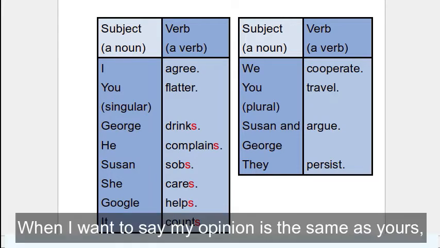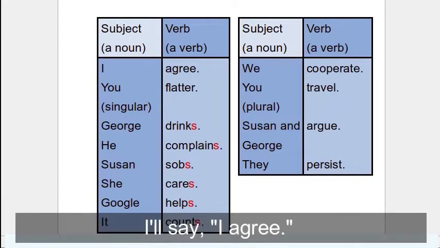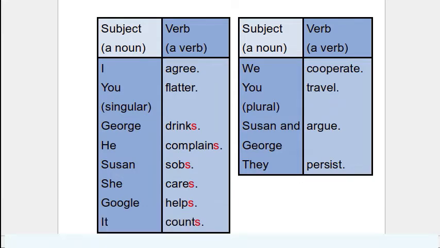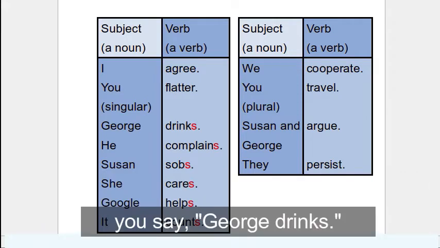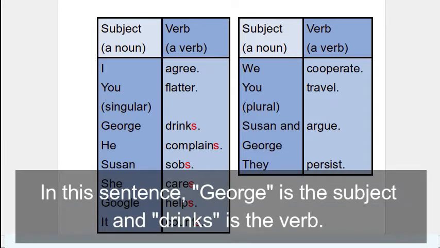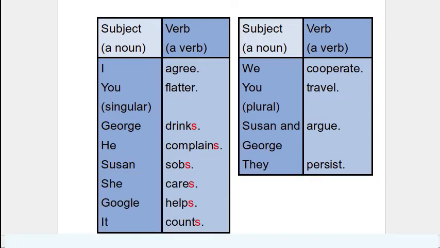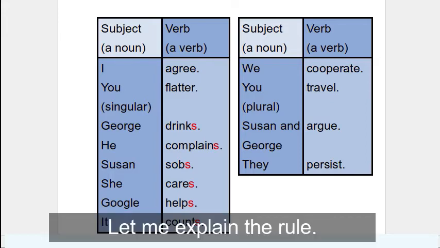When I want to say my opinion is the same as yours, I say I agree. When you want to say a person named George routinely drinks alcohol, you say George drinks. In this sentence, George is the subject and drinks is a verb. Let me explain the rule.